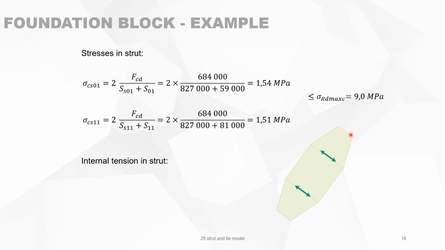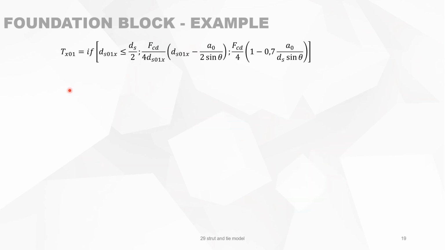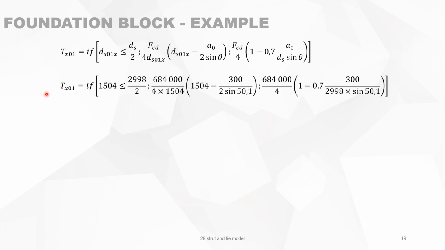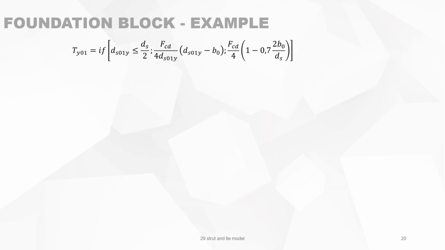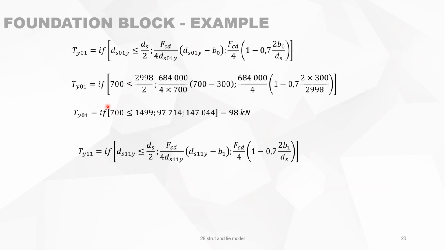But because of the fanning out of the strut, we create some internal tension forces in the strut, and then we have to calculate them. We use the formulas that we have developed in the previous slides. We put in some numbers, and we see that this tension force is 155 kilonewton, and in the lower part is 145 kilonewton. That's for the other direction.